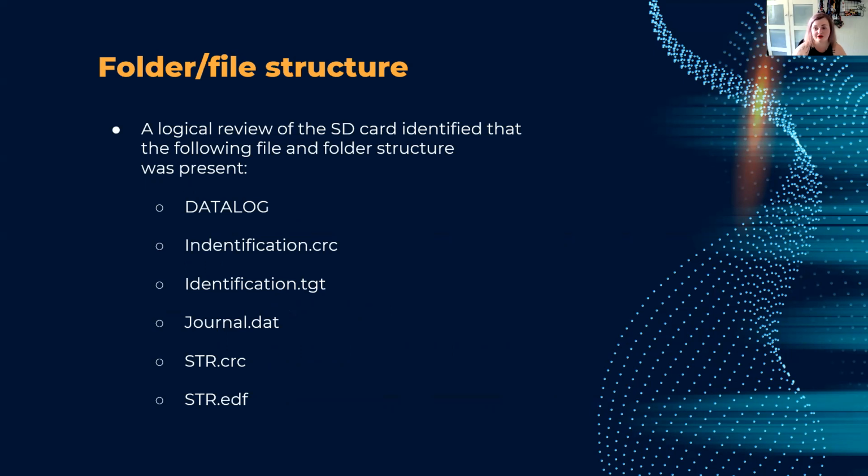Now, if we look logically at the SD card after we've imaged and mounted it to understand what was on it, there were some files and folders, and these are kind of uniform across the ResMed range. Now we have a DATALOG folder, we have identification.crc, identification.tgt, journal.dat, STR.crc, STR.edf. Now, the CRC values are that of its associated file. I'm not going to go into all of them. I'm only going to highlight the most important.